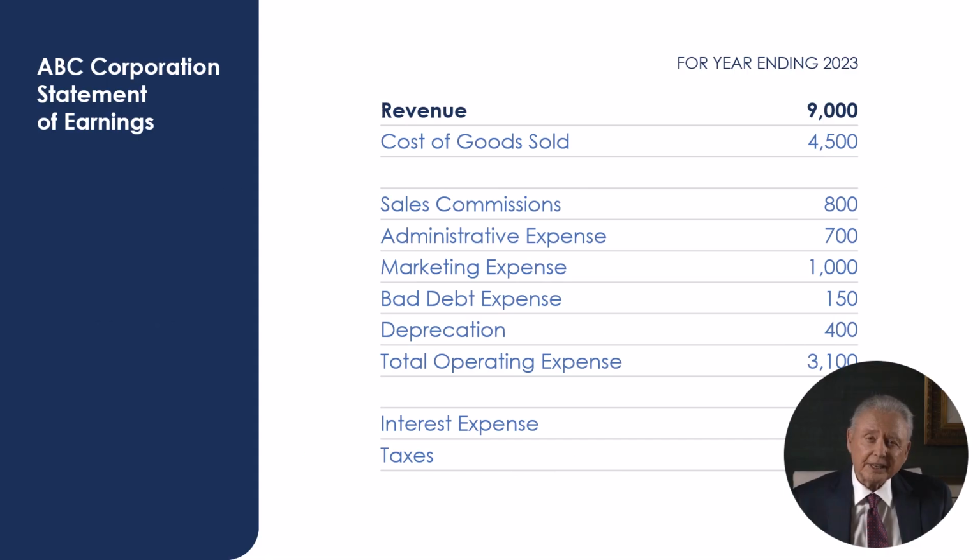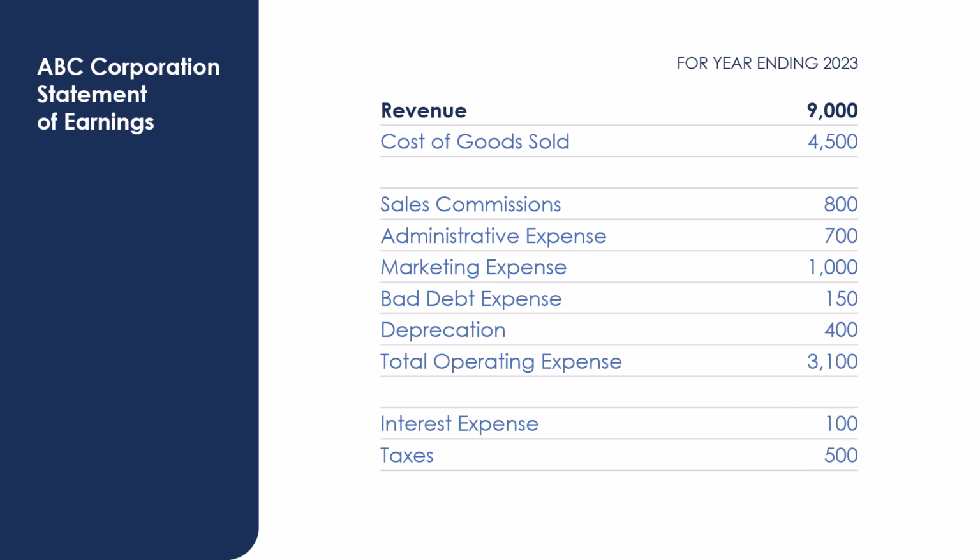The other statement we can derive from the trial balance is the statement of earnings. We have revenue of $9,000. Cost of sales, $4,500. Gross margin, $3,500. Total operating expenses, $3,100. Net operating income, EBIT, $1,400. Net profit, $800.